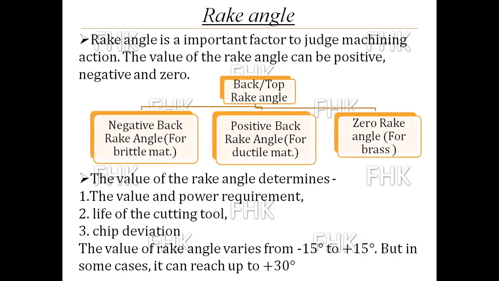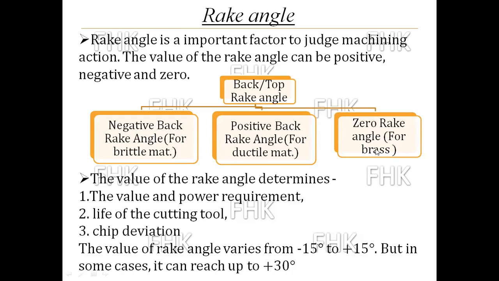According to the value, the back rake angle or top rake angle is further classified. Negative back rake angle is provided while cutting brittle material like cast iron. At that time you have to provide a negative back rake angle to the cutting tool. Second one, positive back rake angle, is used for cutting ductile material. And third one is zero rake angle. It is used generally for brass material, which is again a soft material.